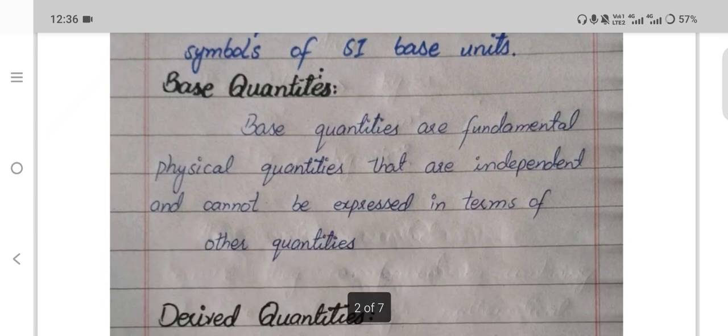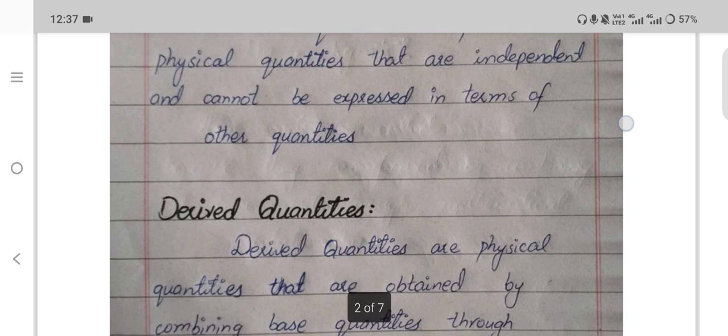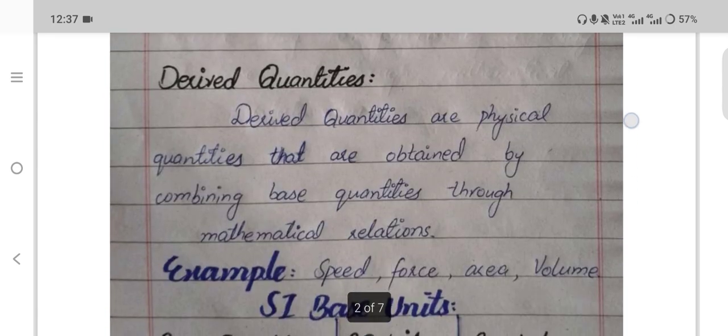Here we have definitions. A base unit, as I have explained in the initial lectures of this playlist, is independent and cannot be expressed in terms of other quantities. That is the concept of the base quantities. And now we have the derived quantities.